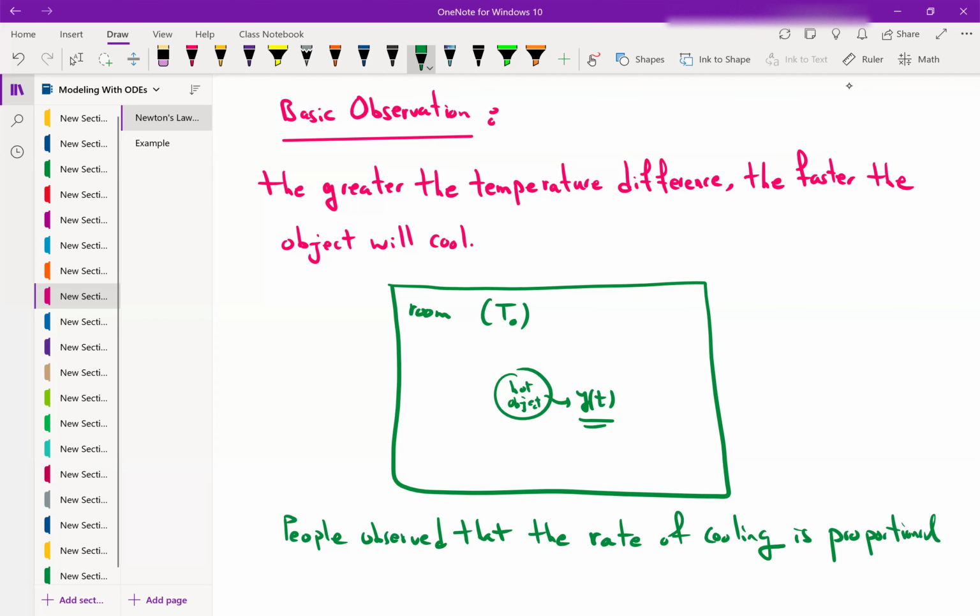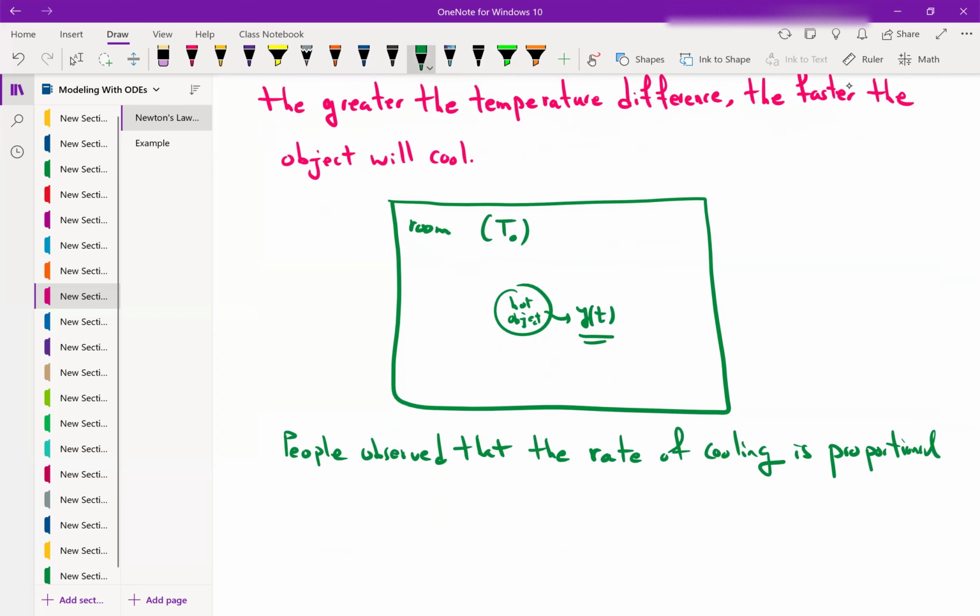The rate of cooling of the coffee mug is proportional to the temperature difference y minus T naught. The difference between the temperature of the coffee mug and the ambient temperature, the temperature of the room: y of t minus T naught. So this is the basic physical observation that we know.